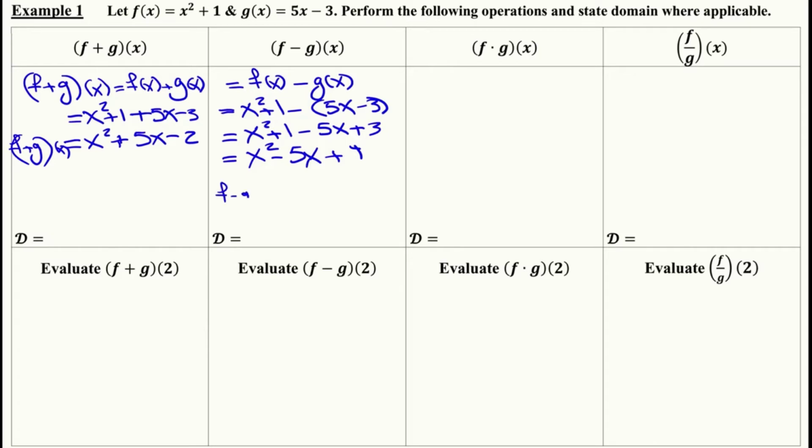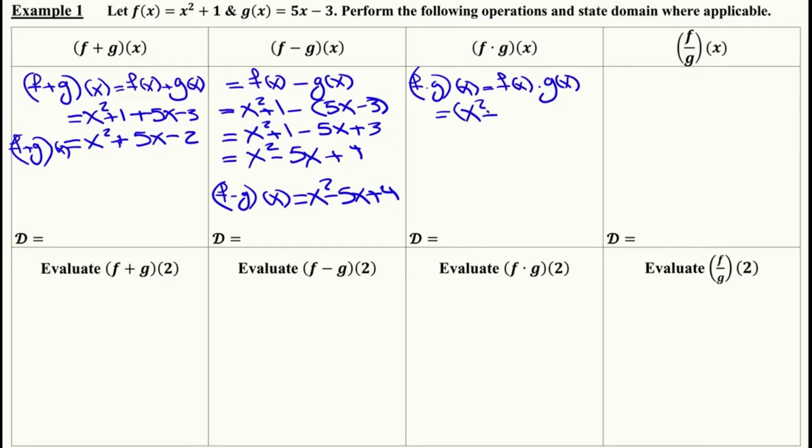So we can just say f minus g of x equals x squared minus 5x plus 4. Now for f times g of x, by definition we know that f times g of x is going to be f of x times g of x. Now we know that f of x is x squared plus 1 and g of x is 5x minus 3.